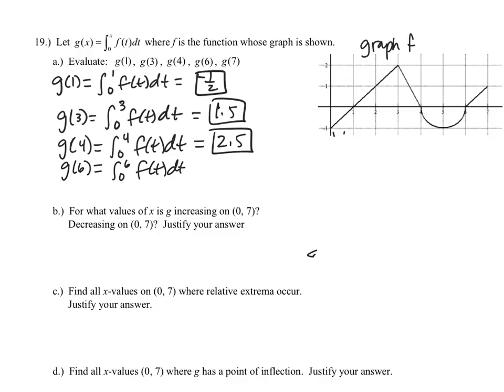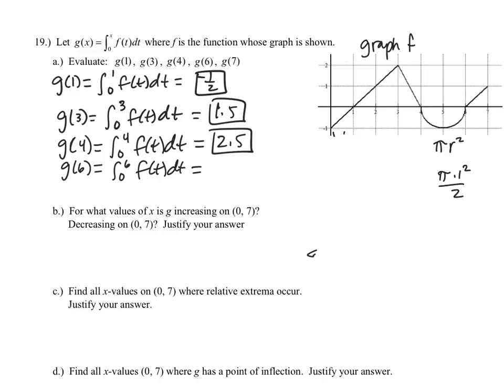Let me fix that. Okay, so we're going to take the area from 0 all the way to 6. Remember, the area from 0 to 4 was 2.5, and then this is a semicircle. Remember, you find the area of a semicircle by taking pi r squared. Well, this would be a circle whose radius is 1, but we only want half of that circle, so we're going to divide by 2.